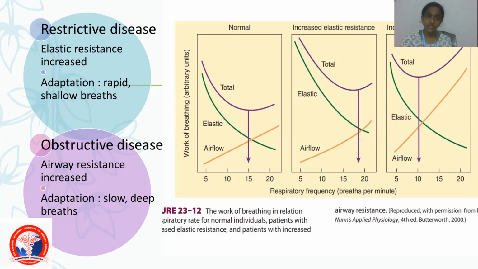So such patients usually adapt for slow, deep breaths. They usually reduce their respiratory rate. Why? Their respiratory rate is usually only around 8 to 10, because only at that point their work of breathing is very low. You can see in this third graph, at the point where the elastic and airflow resistance meet, the respiratory rate is very low. So in order to have a minimal work of breathing and not get tired, these COPD patients adopt slow, deep breaths.